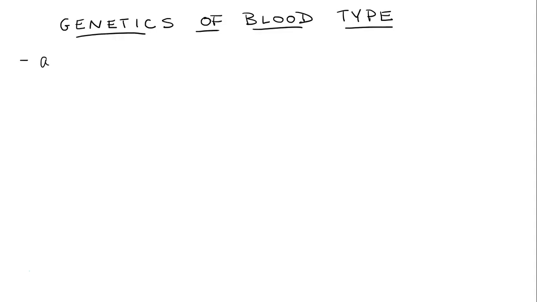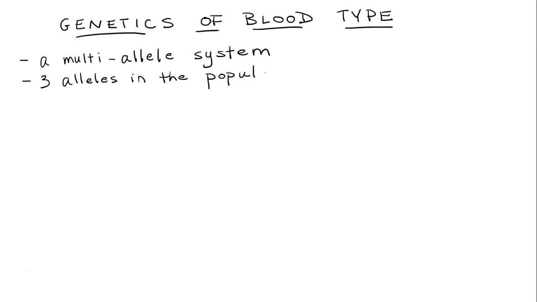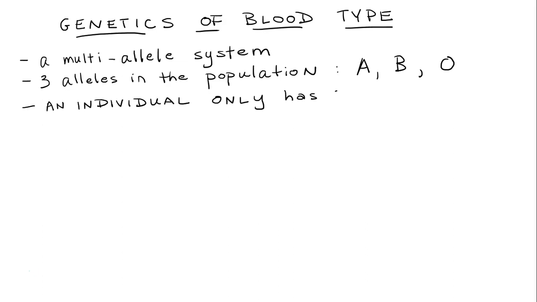How do the genetics of blood typing work? Realize that it is a multi-allele system. You have more than two alleles here: actually three alleles in a population. Amongst all of us, there are the A, B, and O alleles. But an individual only has two alleles, because we have two copies of each chromosome.